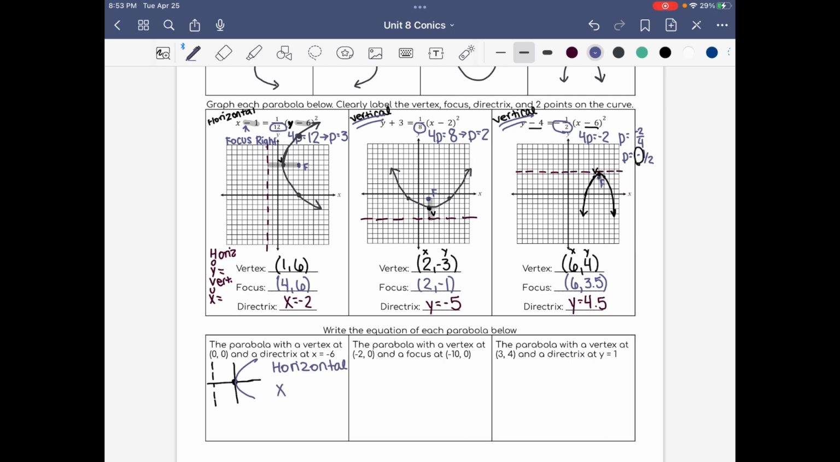Since this is horizontal, it's going to be x minus h, which is 0, equals 1/4 times P, which is 6 units because the directrix is at -6 and the center was at 0. And then y minus 0 squared. Now, we don't need all of those zeros in there. This is really just x equals 1/24 y squared.